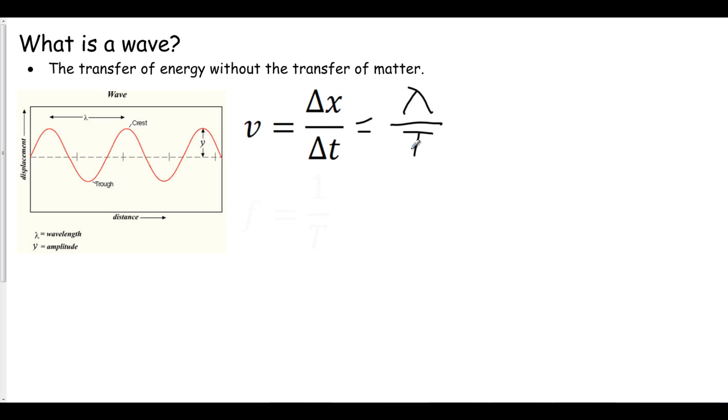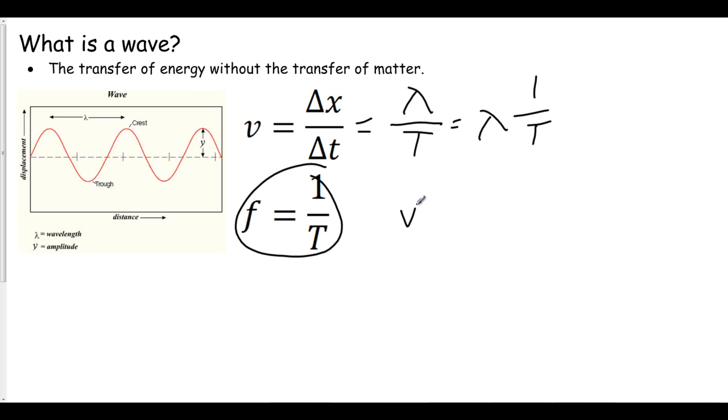Now using another equation, which we've learned in the last lesson, the frequency equals 1 over the time period. Well, if I look here, this can be written as the wavelength times 1 over the time period. And so by using this equation, I get that the velocity of a wave equals the wavelength times the frequency. Okay, so this is one of the basic equations of waves.